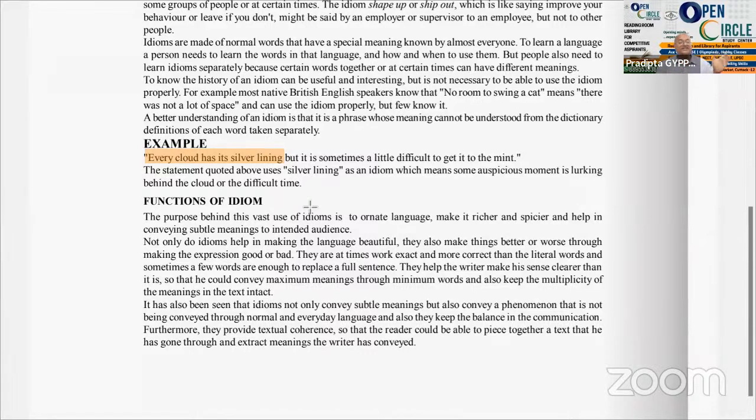But it is sometimes a little difficult to get it to the mint. What do you mean by that? Here is another part of the sentence. But it is sometimes difficult to get it to the mint. Who can say what is the meaning of the word mint? M-I-N-T? That's one meaning. Pudina. Any other meaning anyone knows?